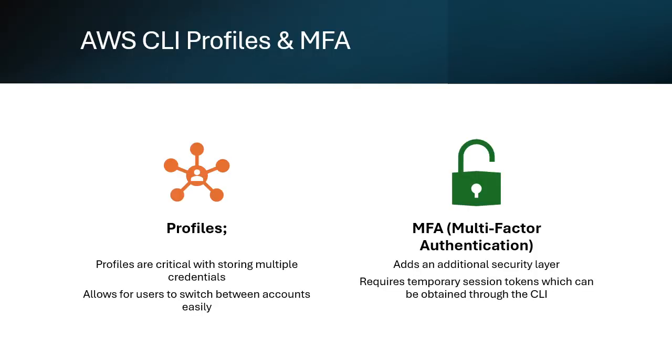And then now we have AWS CLI profiles and multi-factor authentication. So profiles are just critical for when you are storing multiple credentials. And what's good about profiles in this case is that it allows users to switch between accounts really easily. So let's say that, for instance, you have an admin profile, and you're testing out some new rules or permissions, but you want to get a better idea of how it'll look. You can just simply swap to a profile that has a certain set of permissions, and from there you'll be able to see what that profile will be able to see.